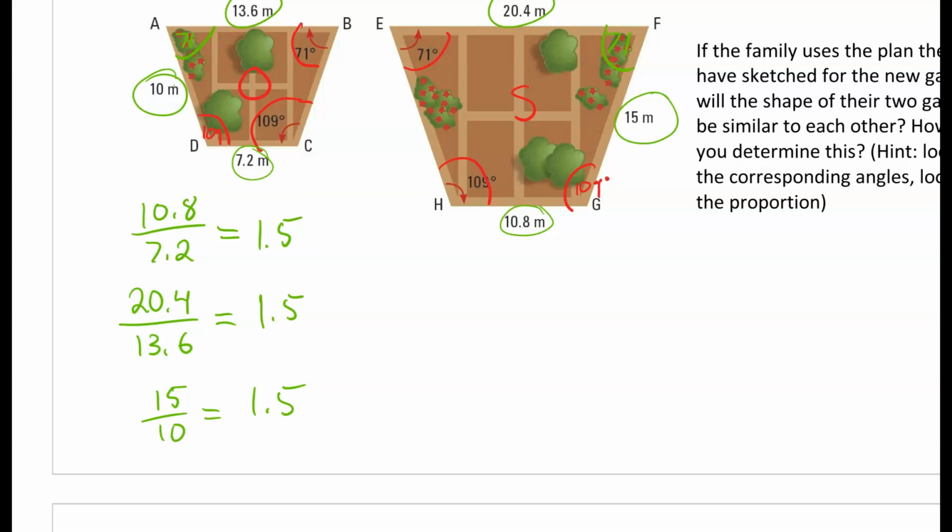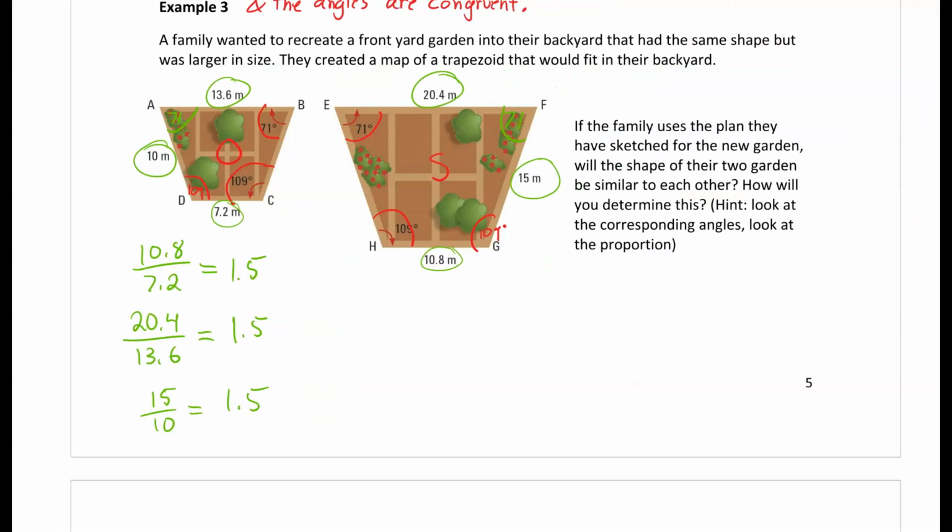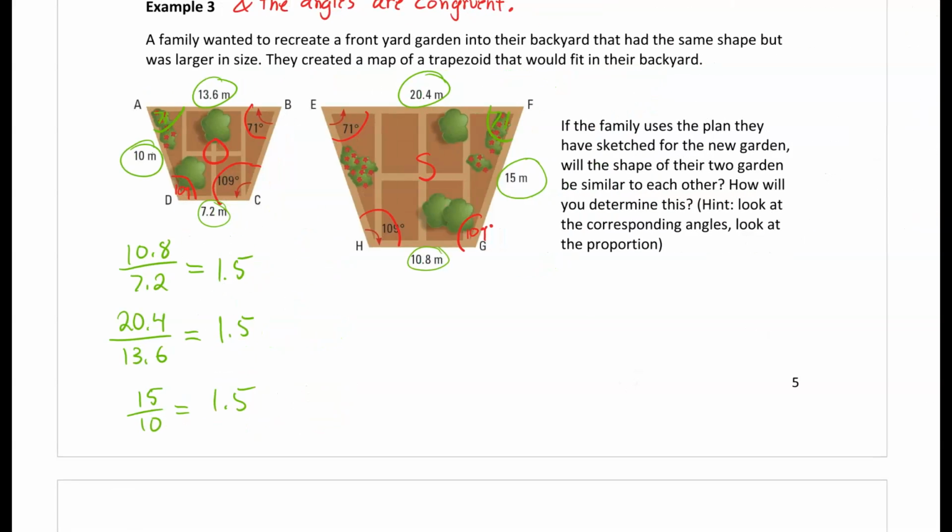If you were asked this type of question on an accountability check or on a test, these would be the steps that you need to follow. So you want to make sure your angles are the same, and you want to make sure that your scale factor is the same, which would be your proportion.